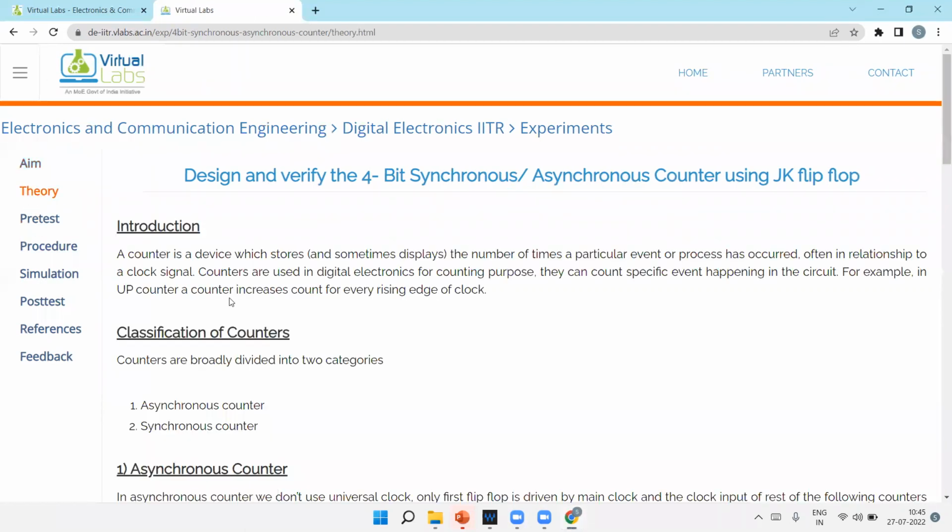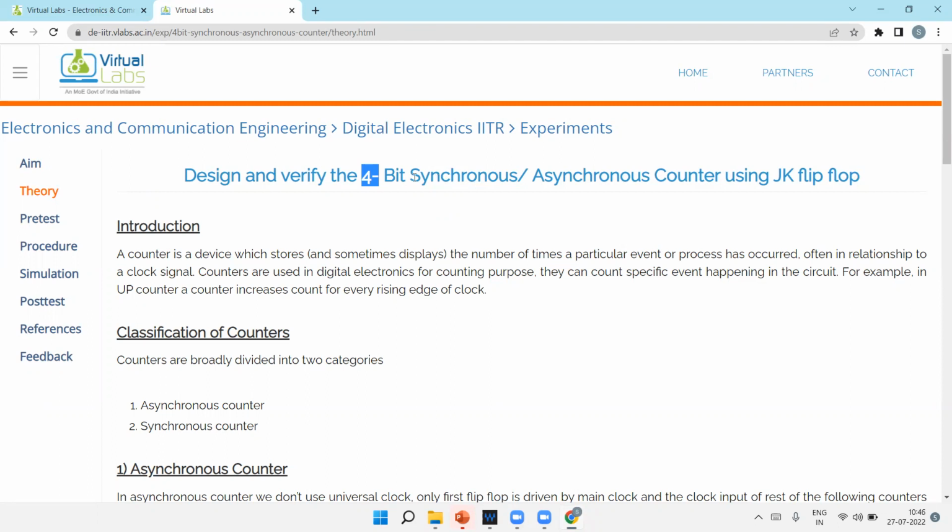Now the theory part. What is a counter? Counter means which counts bits, like 1, 2, 3, 4, 5, 6, 7. A 4-bit counter can count 0 to 15. A 3-bit counter can count 0 to 7. Okay, so like this, counter.